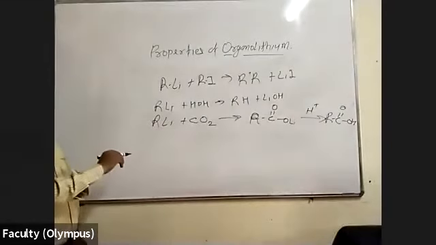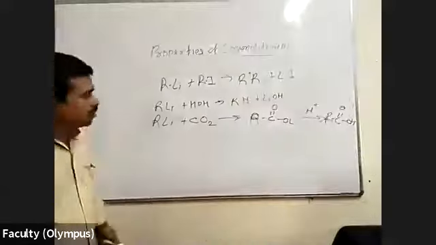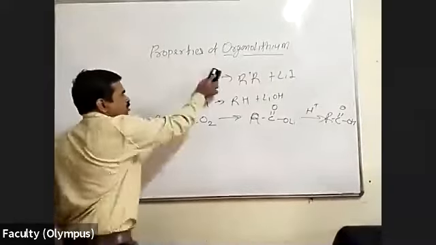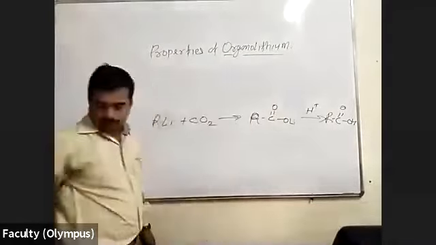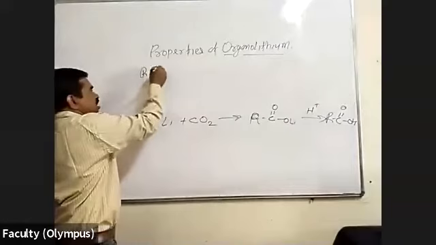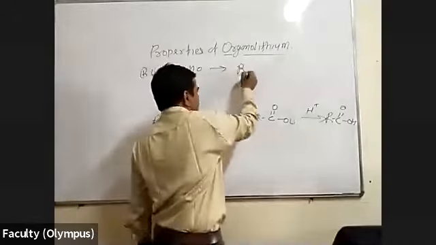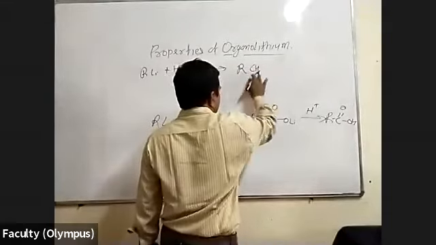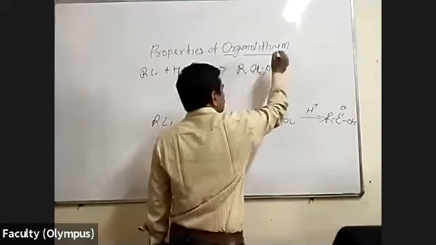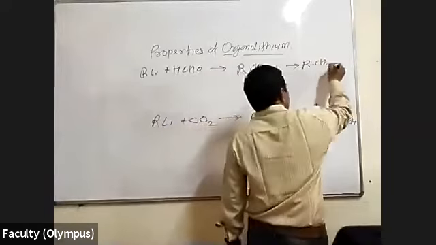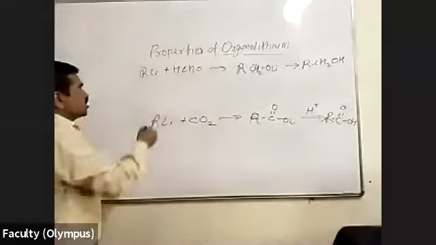When it reacts with formaldehyde, we have seen we get primary alcohol. RLi plus HCHO gives RCH2OLi. When it is hydrolyzed, we get RCH2OH, primary alcohol, just like Grignard reagent.